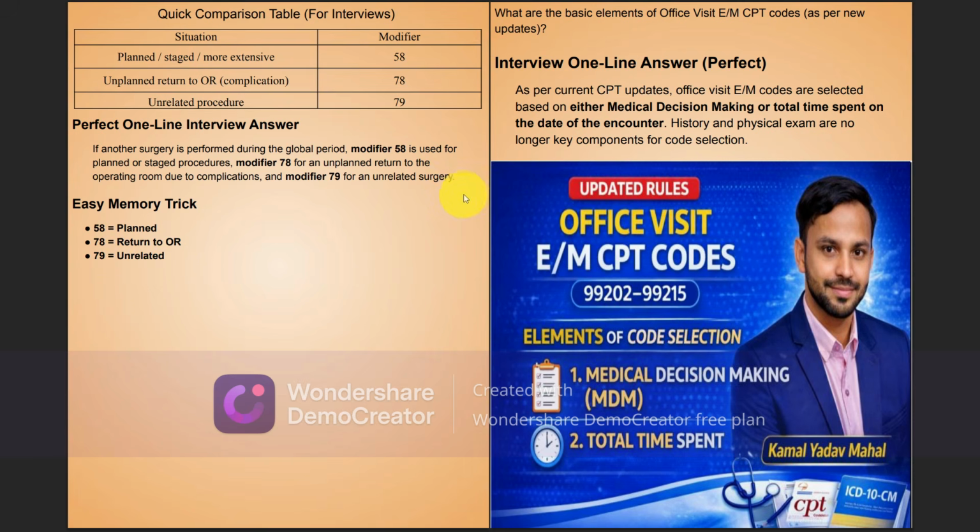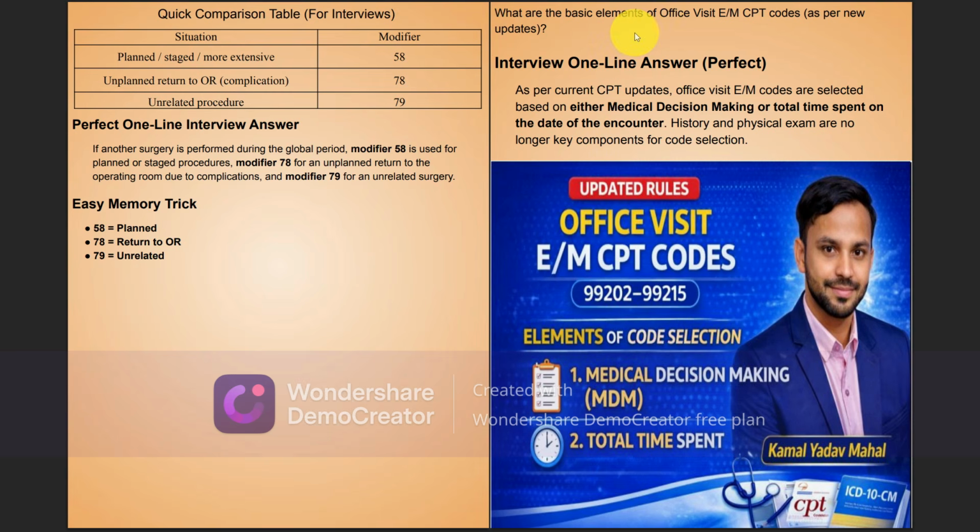What are the basic elements of E/M visit CPT codes as per the new update? One line answer, what we can say in the interview perfectly: as per the current CPT update, office visit codes are selected based on either MDM, medical decision making, or total time spent on the date of the encounter. History and physical exam are no longer key components for code selection. So you can explain these questions like this.